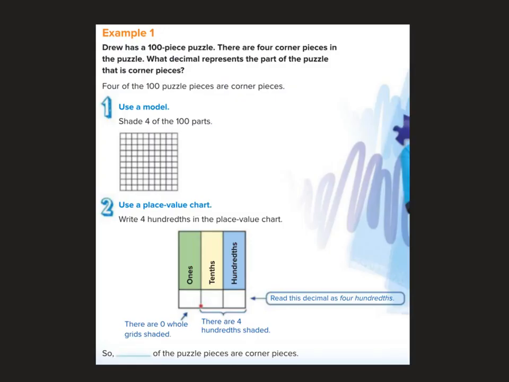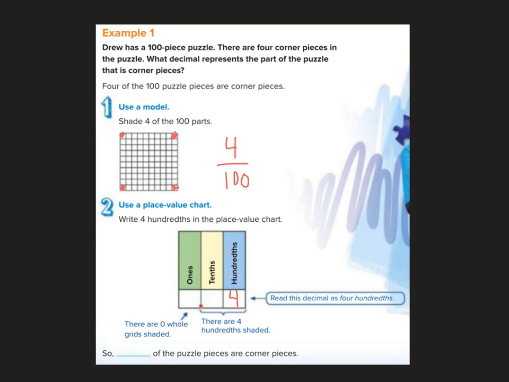Drew has a 100-piece puzzle. There are 4 corner pieces in the puzzle. What decimal represents the part of the puzzle that is corner pieces? So first off, we're going to shade the 4 corner pieces. If we look at this puzzle, we notice there are 100 tiny baby squares. So that would be 4 shaded out of 100. 4 out of 100. So that means 4 goes in the hundredths place.